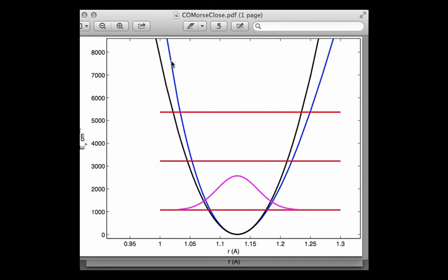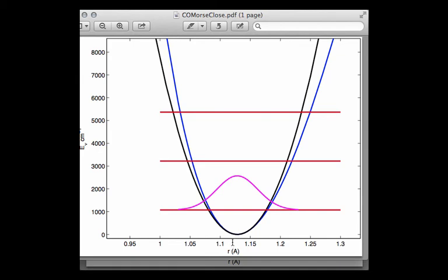So this has shown, there are 2 curves here. The blue curve is the Morse function, and the black curve is a parabola that is exactly right at the bottom. So it's got the exact right equilibrium bond length of about 1.1.